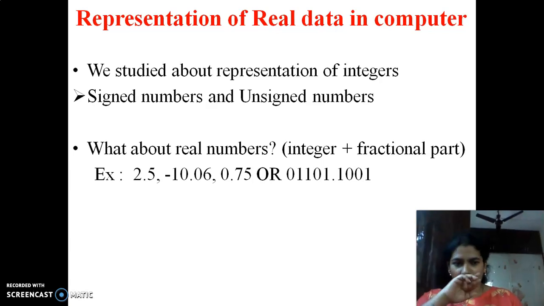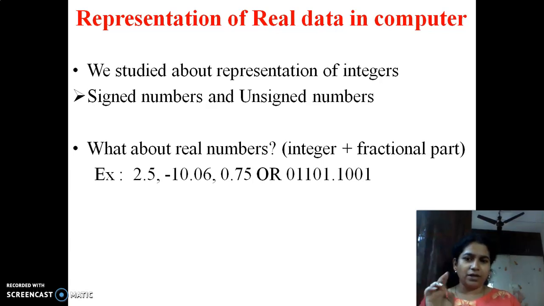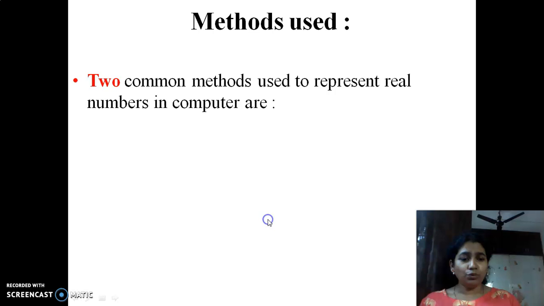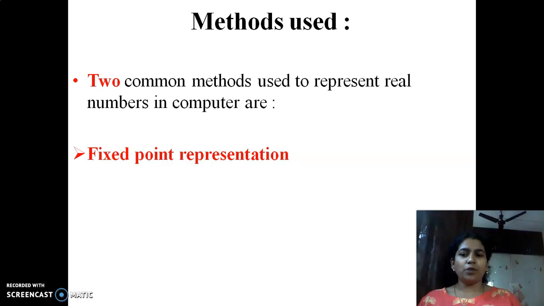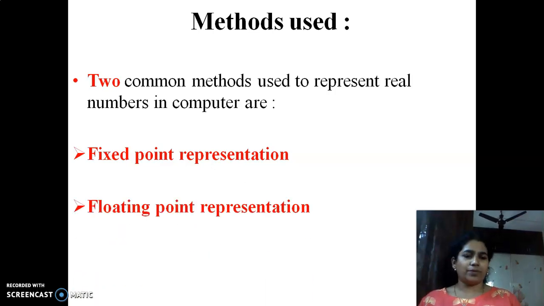So we know that 2 and 5, 1, 0, all these can be represented in the form of zeros and ones. Also in the earlier lecture we found that this minus sign could also be represented. But here the problem is that the decimal point could not be represented in the computer's memory. Now what to do for that? So two common methods are used to represent these real numbers in computers. The methods are fixed point representation and floating point representation.